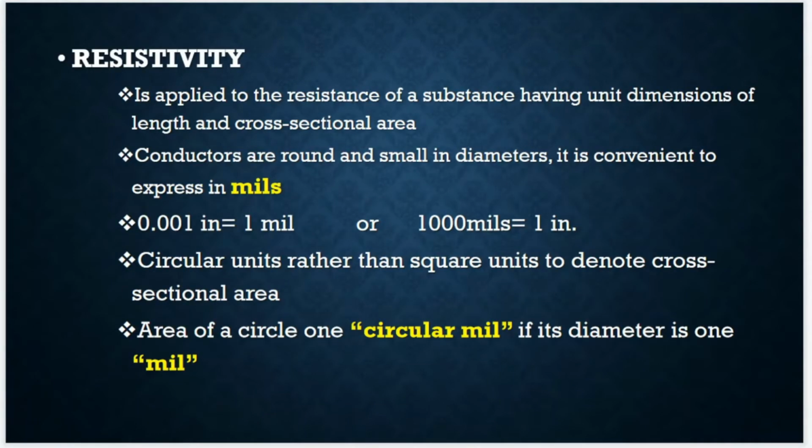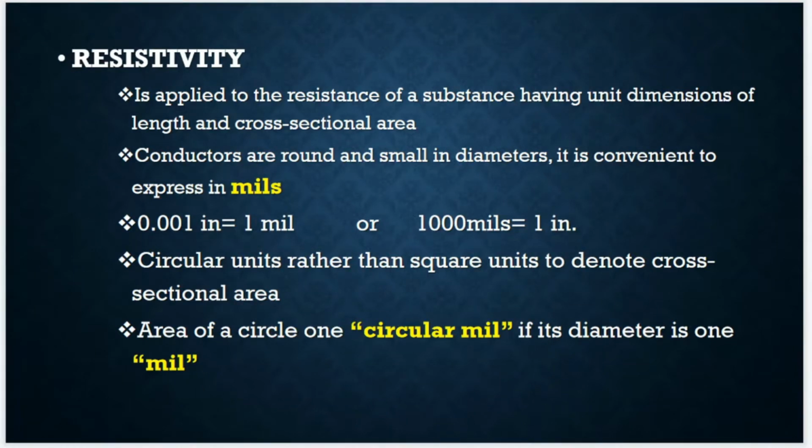So resistivity is applied to the resistance of a substance having unit dimensions of length and cross-sectional area. Conductors are round and small in diameter, so it is convenient to express them in mils. As you can see, the common conductors used are so small in diameter that the diameter is expressed in what we call mils. So 0.001 inch is equivalent to 1 mil, or 1000 mils is equal to 1 inch.